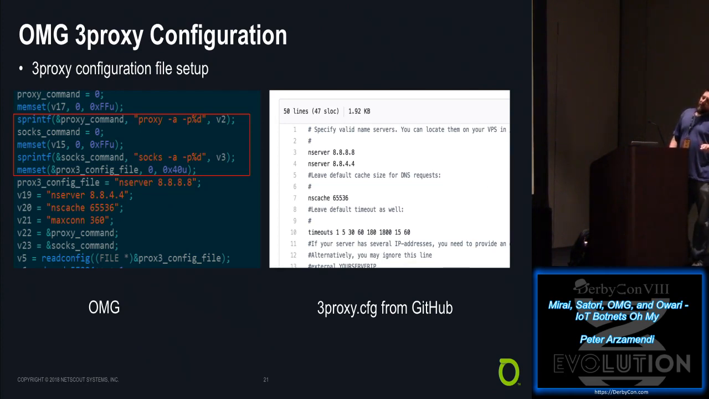Further down, we see additional configuration options, such as the NS server options to use, along with the cache server and so forth. If we look at the configuration file on GitHub, we can see the exact same options here. So we can get a good indication that the author just quickly copied this over just to get it up and running and get it out there.